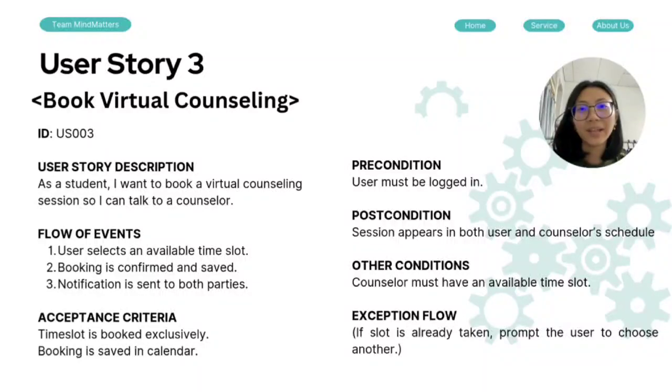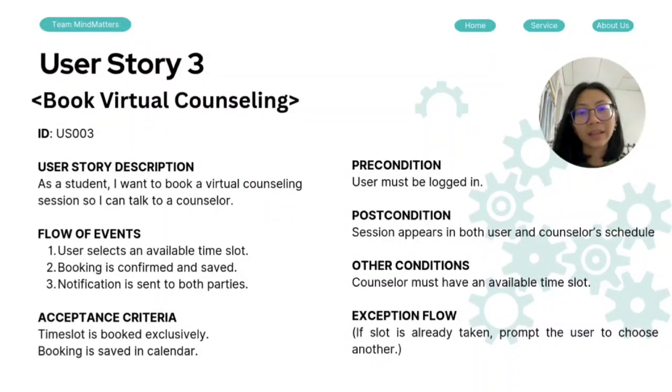The next user story addresses a critical feature of our system, which allows students to book virtual counseling sessions. The objective is to make mental health support accessible, timely, and confidential by allowing students to connect with a counselor online. The user story ID is US003. It states, as a student, I want to book a virtual counseling session so I can talk to a counselor.